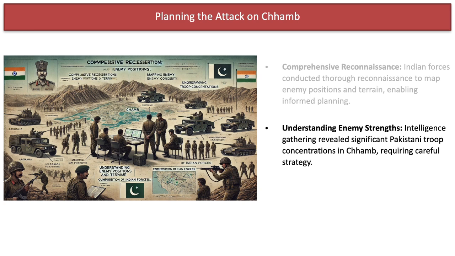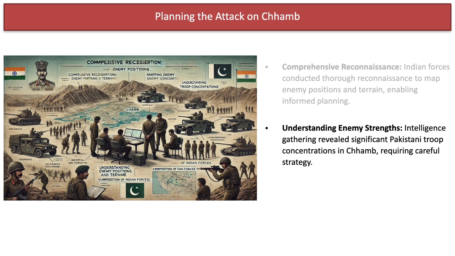Friends, this understanding of enemy strength also meant being prepared for a tough fight. The Indian commanders knew they were up against a formidable opponent and every move needed to be calculated and precise. They could not afford to make mistakes or overlook any detail. The intelligence gathered ensured that the Indian forces were not walking into a trap but were instead prepared to meet the enemy head-on, with a strategy that accounted for every possible scenario.